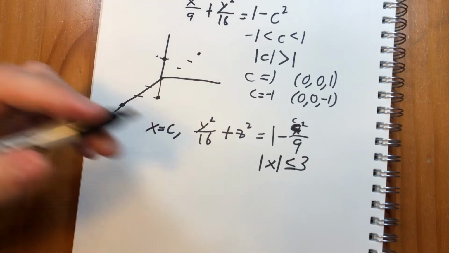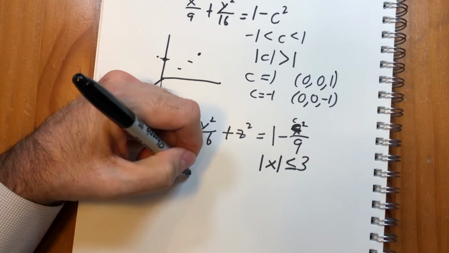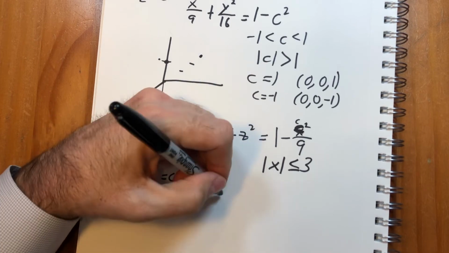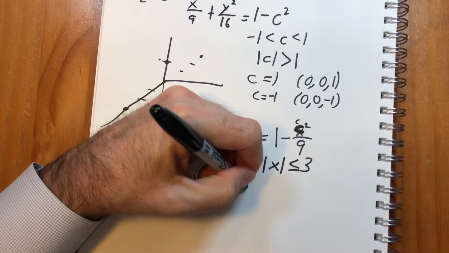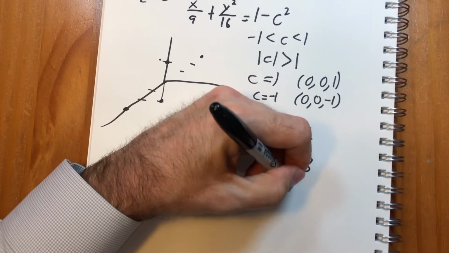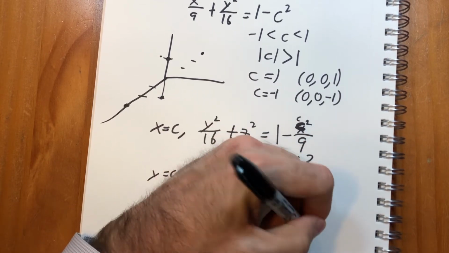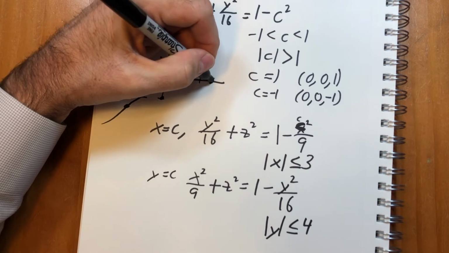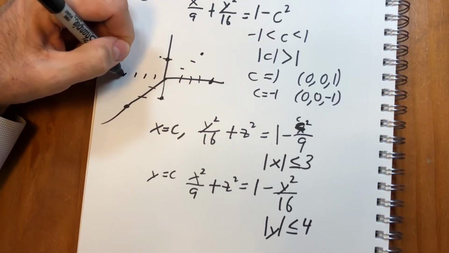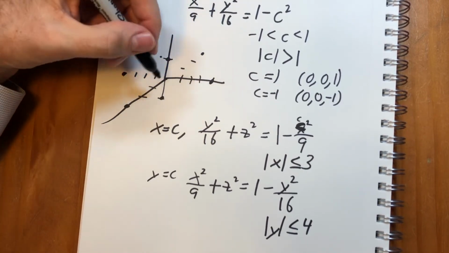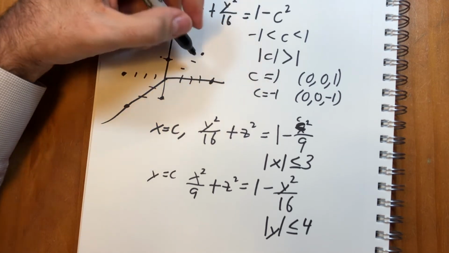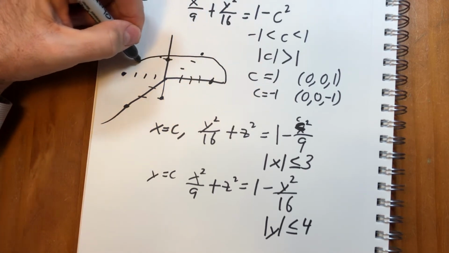And then same thing, if we make y equals c, we have that x squared over 9 plus z squared equals 1 minus y squared over 16. So in this case, we have to have the absolute value of y is less than or equal to 4. So if it's at 4, then it's going to be a point. Minus 4, it's going to be a point. So, whoops, my scale wasn't very good. So this is an ellipse that goes along around like this.